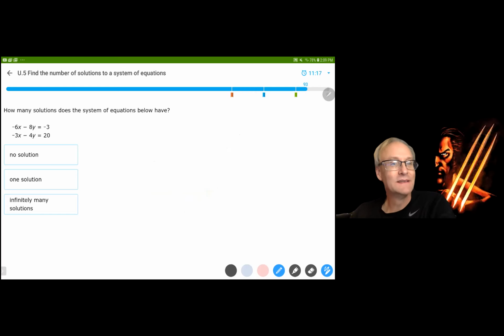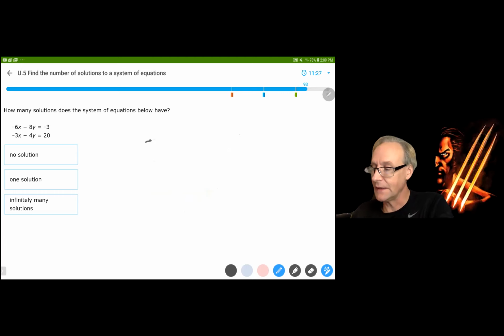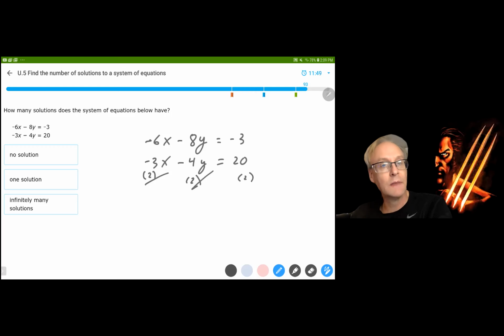Almost done. So now it looks like there's something going on here, and they're almost identical, aren't they? Negative 6x minus 8y is equal to negative 3, and I have negative 3x minus 4y is equal to 20. Now if I multiply this bottom equation by 2, I want you to notice what's happening. Notice that the coefficient is the same. I get negative 6x, I get negative 8y, and I get different numbers over here.